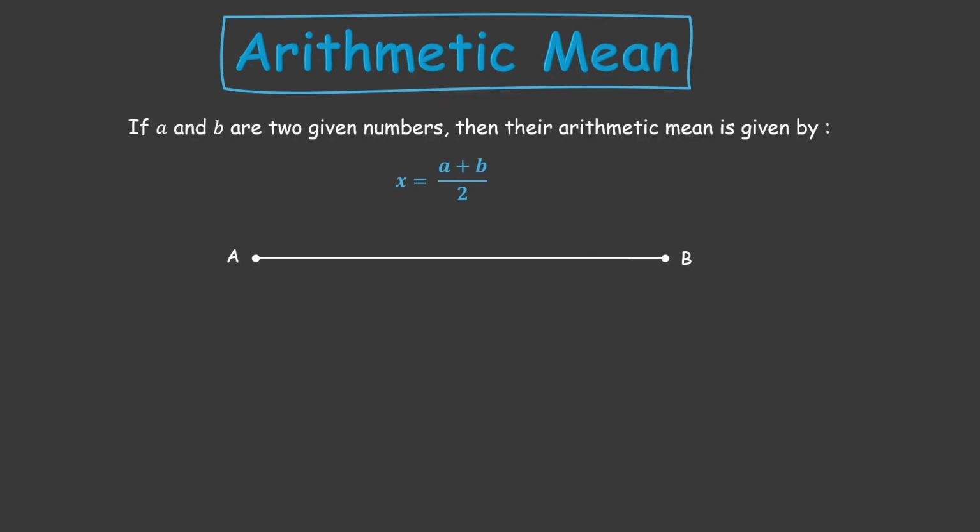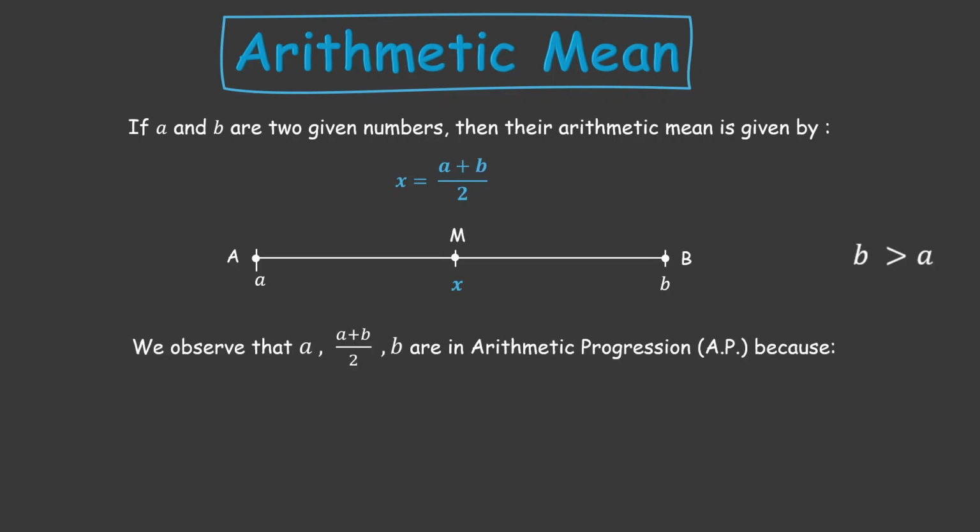On this line segment AB, let the coordinates of point A be a and let the coordinates of point B be b, where b is greater than a. Then the coordinates of the midpoint M of this line segment are given by (a + b)/2. So the coordinates are equal to x, right? Here you'll observe that a, (a + b)/2 and b are in arithmetic progression because the difference is the same. When certain numbers lie in an AP, their difference is the same, right?